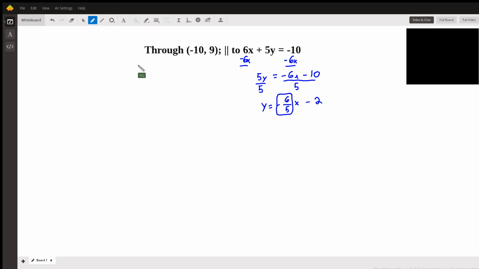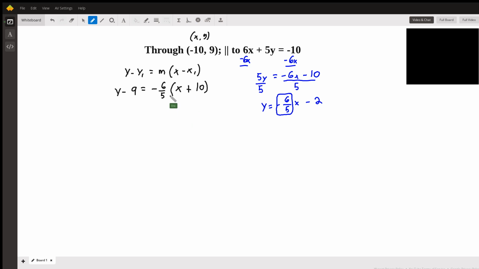So I'm just going to write our point-slope formula up here. You should have this memorized, but it's y - y1 = m(x - x1), where (x1, y1) is our point, and m is our slope. And our point is x, y. So we're going to have y - y1, or y - 9, equals m, our slope, which is -6/5. Remember, parallel means use the same slope, times (x - x1), or x - (-10), which can be thought of as x + 10.